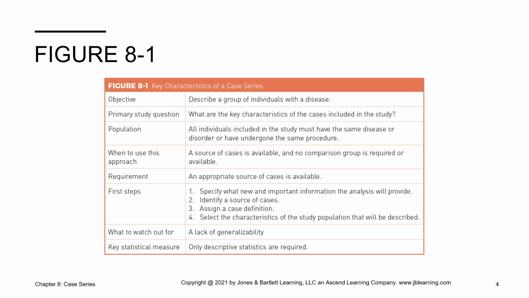You may want to use this approach when a source of cases is available but no comparison group is required or available. A requirement of this design is to have an appropriate source of cases available. Some of the first steps are to specify what new and important information the analysis will provide, identify a source of cases, assign a case definition, and select the characteristics of the study population that will be described. Something to watch out for, though, is the lack of generalizability.